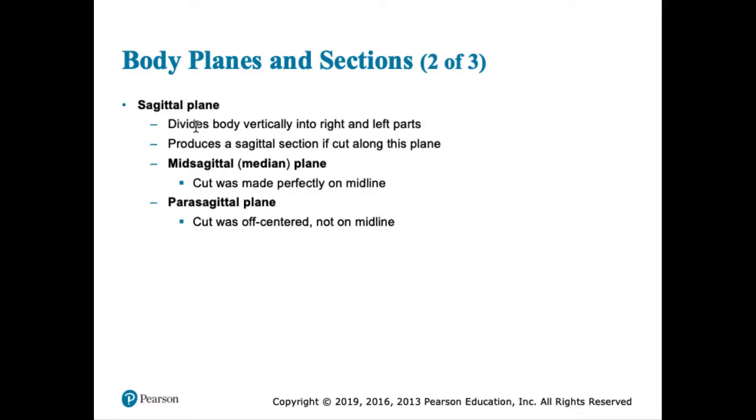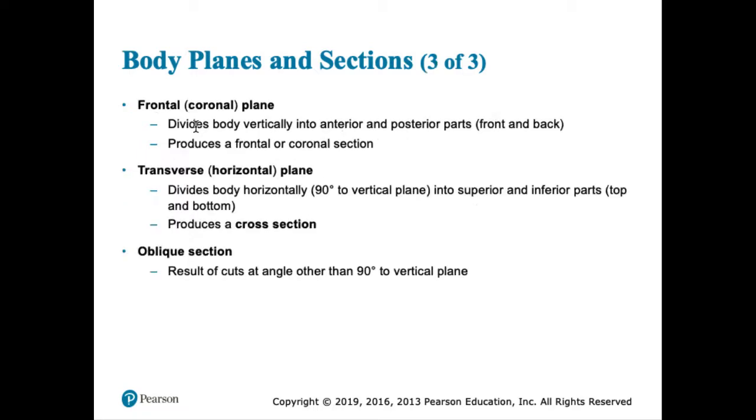So the sagittal plane divides the body vertically into right and left parts. Okay, so that produces what we call a sagittal section if cut along this plane. Mid-sagittal or median plane is a cut perfectly on the midline. Parasagittal plane is off-centered, not on the midline. So a lot of times you're going to see these different views. You're going to have this mid-sagittal plane where that cut is perfectly down the middle, or you're going to have this parasagittal, an off-the-side cut. So we're going to see those, especially when we talk about different body systems.